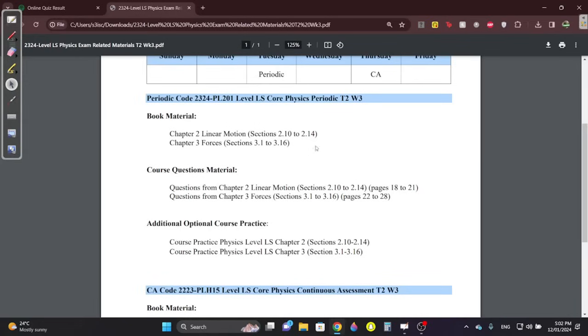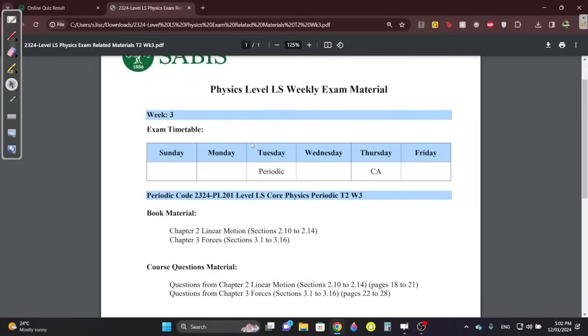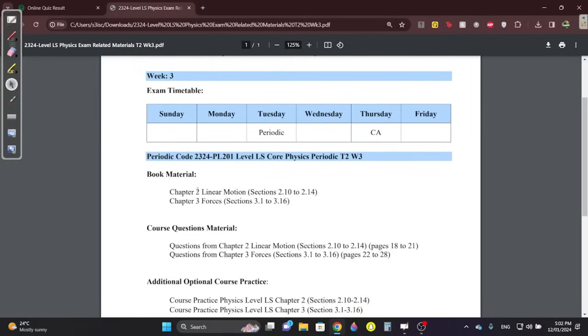So we have physics periodic on Tuesday. Today it is Friday, January 12th. Periodics on Tuesday we have 2.10 to 2.14 and 3.1 to 3.16.